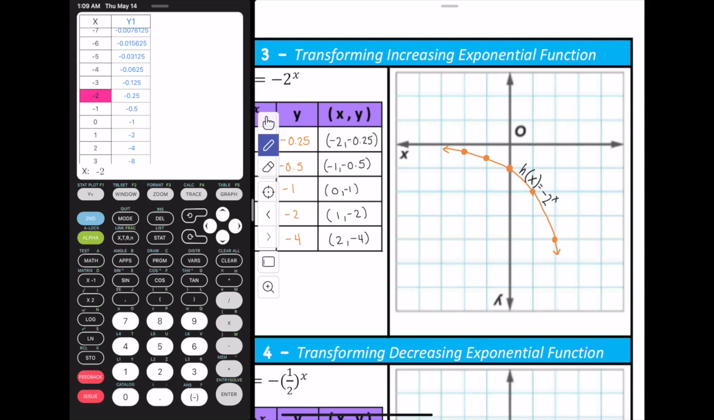So when x is -2, y is -0.25, x is -1, y is -0.5, x is 0, y is -1, x is 1, y is -2, x is 2, y is -4. So we hit this on the nail. Our graph is amazing. It's adorable.